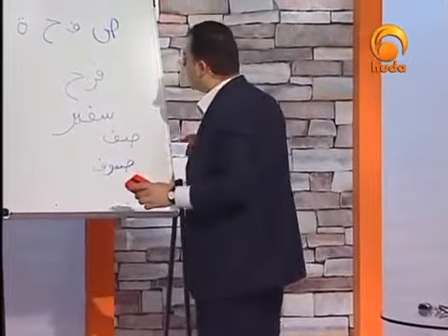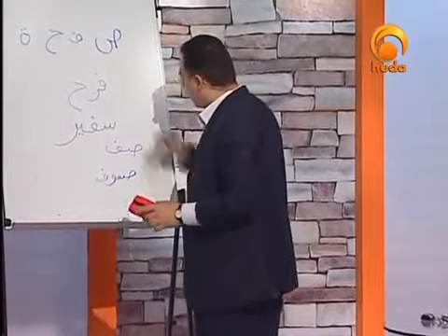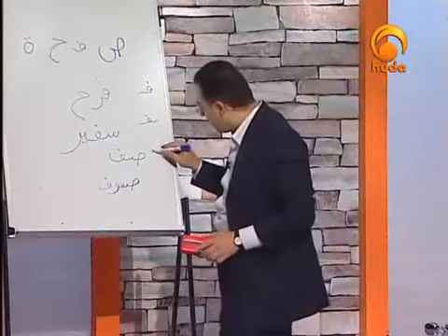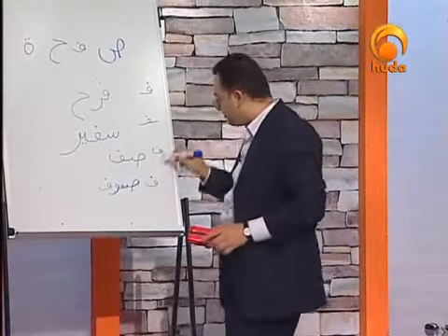How many shapes do we have here? 1, 2, 3, 4. Yes, 4. Again, fa here, fa here, fa here, and here.